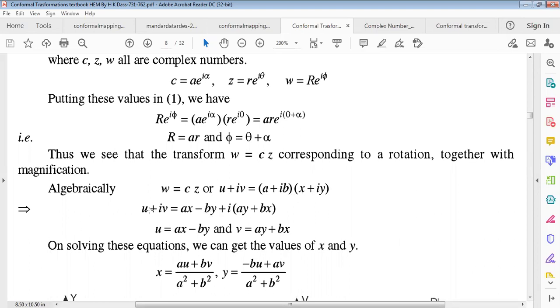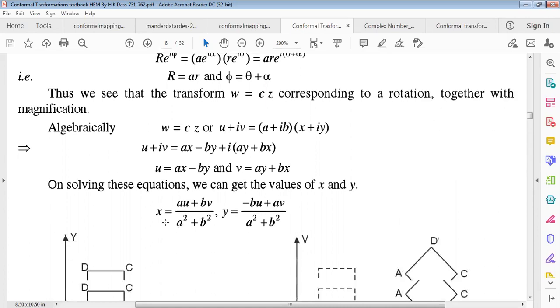So equating real and imaginary parts, the real part is ax minus by, that means u equals this. And this is the imaginary part, ay plus bx, so v equals ay plus bx. On solving these equations we can get the values of x and y. Just solving u and v for x and y, x will be equal to this, y will be equal to this.